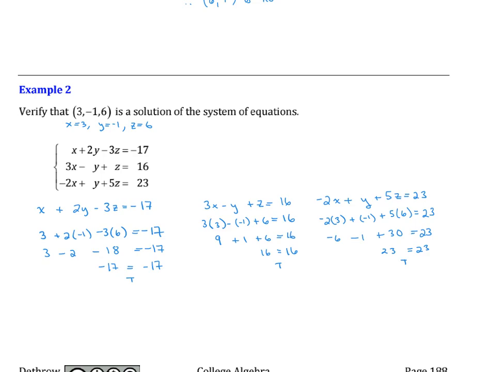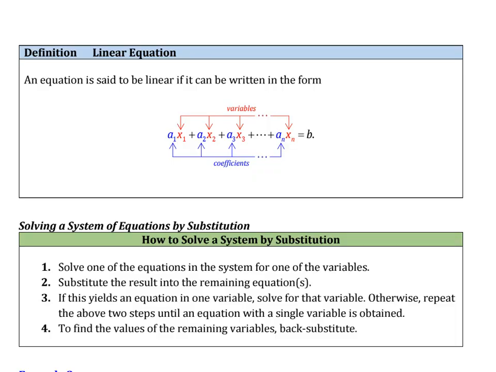So our ordered triple, 3, negative 1, 6, is a solution to each one of the equations. So therefore, it is a solution of the system. So 3, negative 1, 6 is a solution. Now, what we don't know at this point is, are there other solutions? Maybe, maybe not. Now, we will be talking in this section about linear equations.